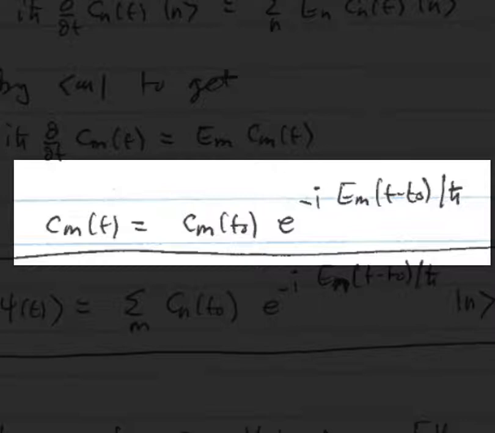If we take t and set it equal to t0, the exponential factor is going to become 1, and I'm just left with Cm of t0. But of course, that is exactly what the constant has to be at time t0, because that was our initial condition. So this is the exact solution to that differential equation.